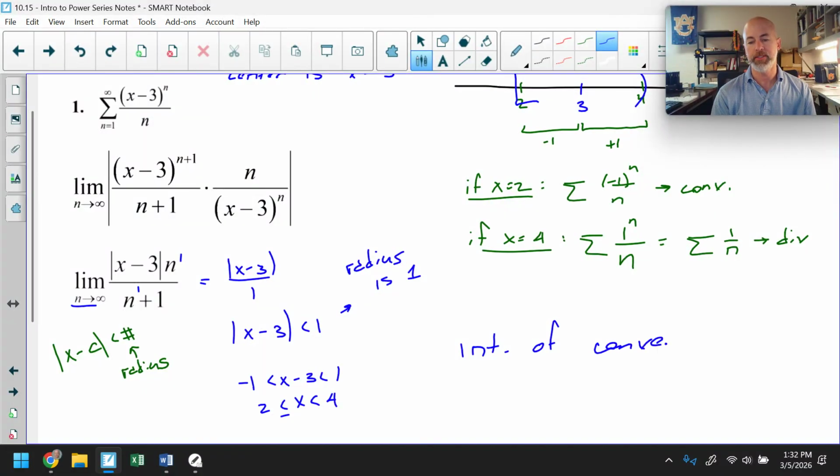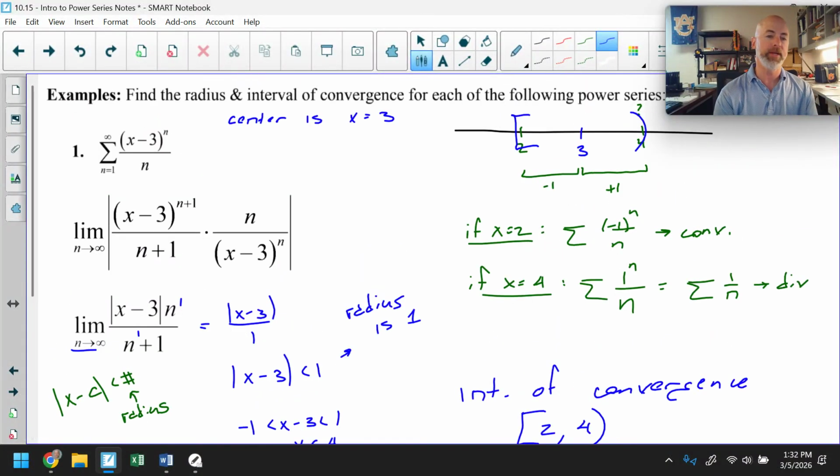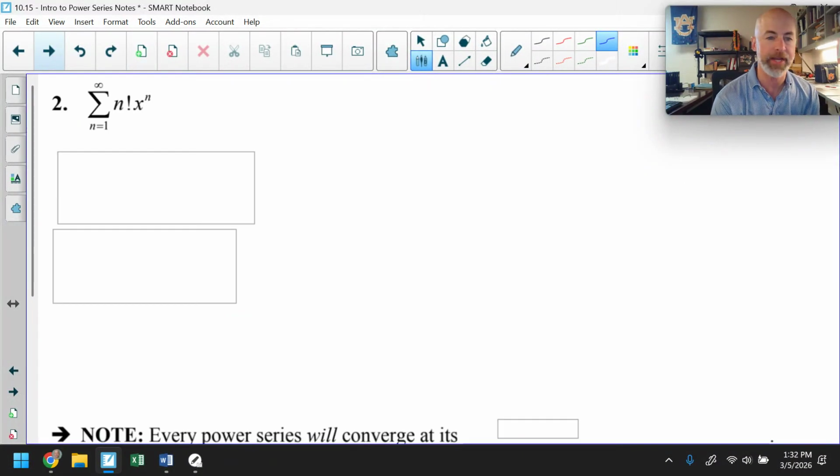And I'm going to drive the point home here by actually labeling my interval of convergence. I'm being a little bit lazy, so I'll write the word convergence. The interval of convergence is including the 2 and not including the 4. So there is one example of using the ratio test to find your radius and interval of convergence. Let's look at another one.